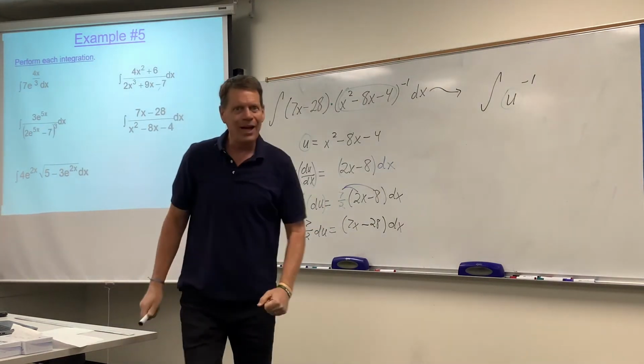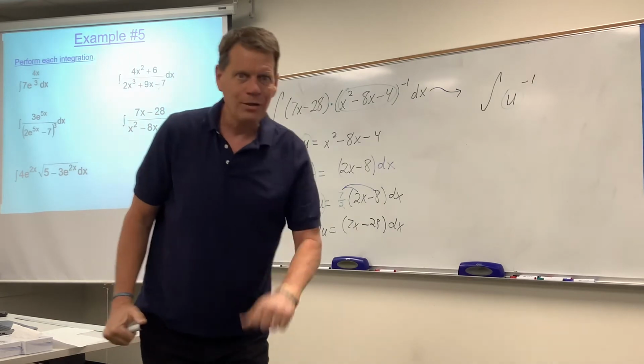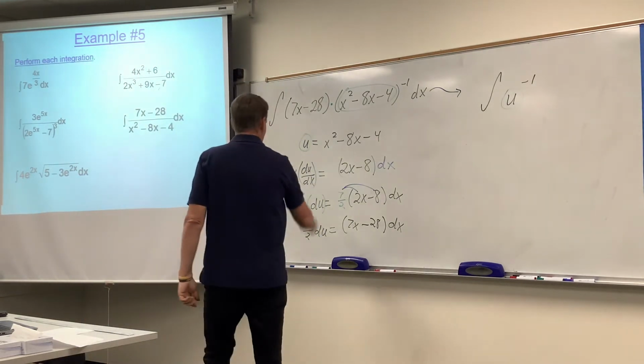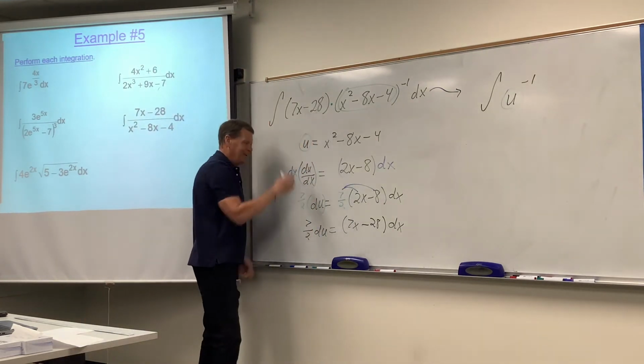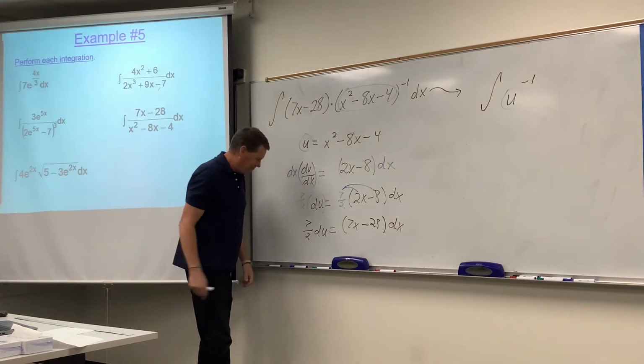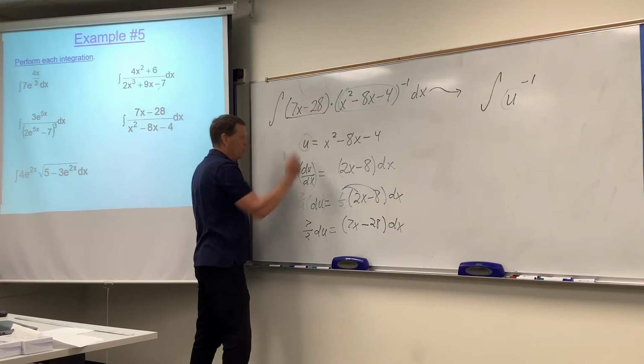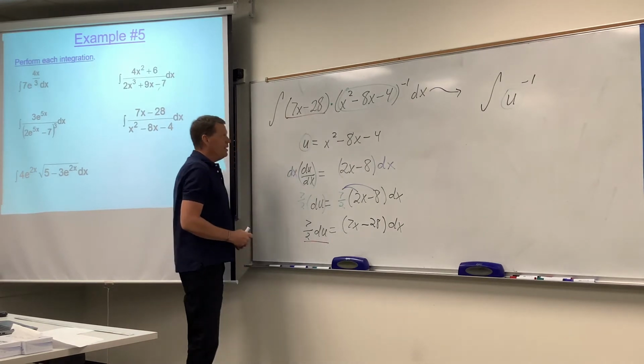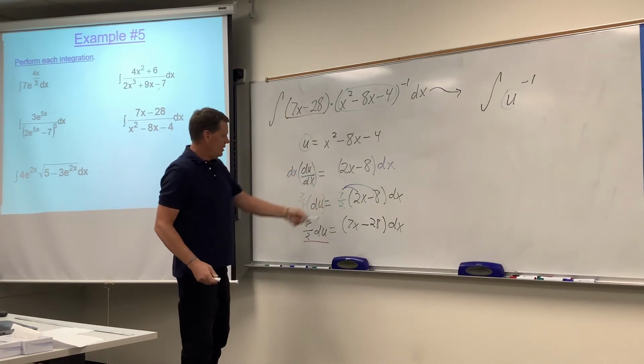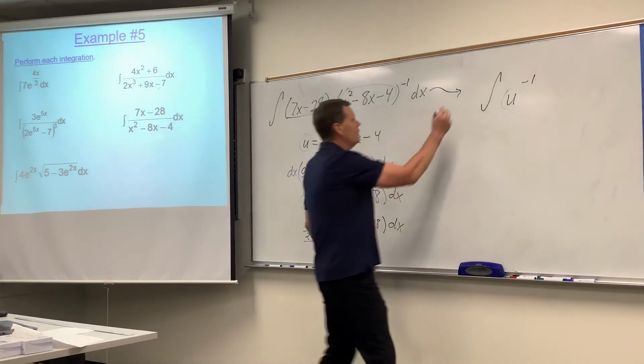Aren't you glad you're in Calc 1 and it worked? If that was anything other than 28, this would have all been a waste of time. Wow. How cool is that? All right. So 7x minus 28 dx is 7/2 du.